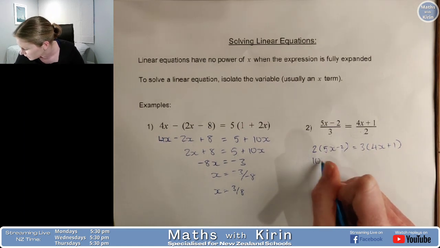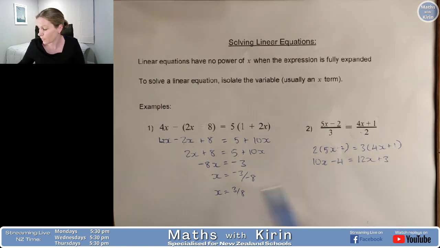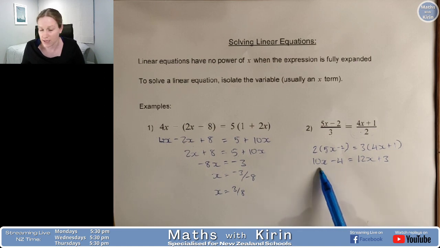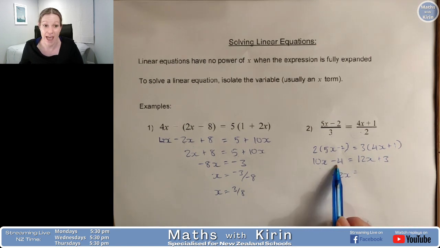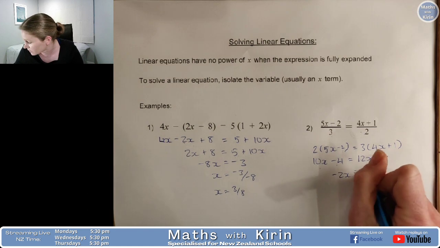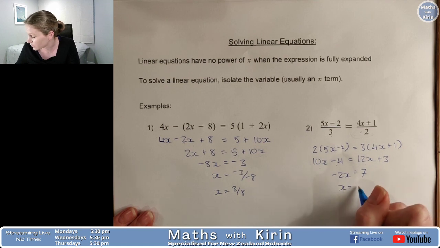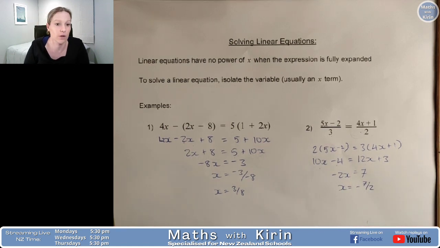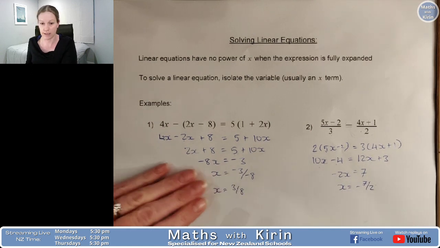So expanding, we get 10x minus 4 is equal to 12x plus 3. Moving our x's to the left, we've got 10x. If we minus 12x, we get negative 2x. And then plus 3, and we want to add 4 this time. So 3 plus 4 is 7. So negative 2x is equal to 7, which means x is equal to negative 7 over 2. Okay, so we're dividing through by negative 2, but you can just take that negative out in front. So we know that if we're dividing a positive number by a negative number, then our result will be negative. Okay, so that's that second example.